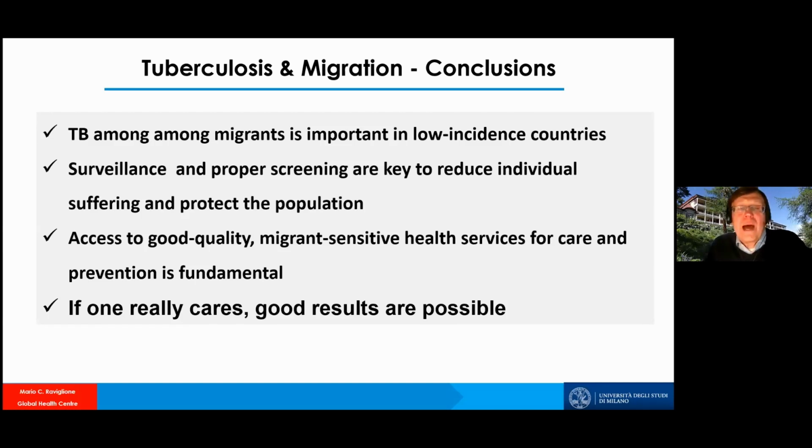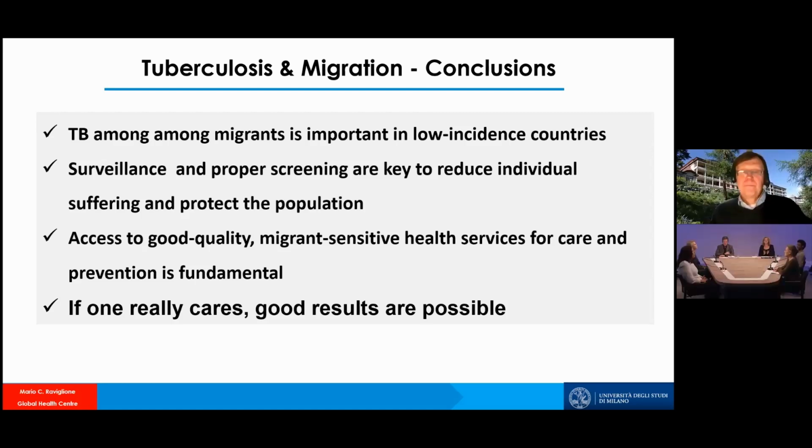TB among migrants, sorry for the among, is important in low incidence countries. Surveillance and screening are key to reduce interval suffering and protect the population. Access to care is essential, and this has to be migrant sensitive. And finally, once again, if one really cares, good results are in fact possible. Thank you very much. And best wishes to INECE, by the way.